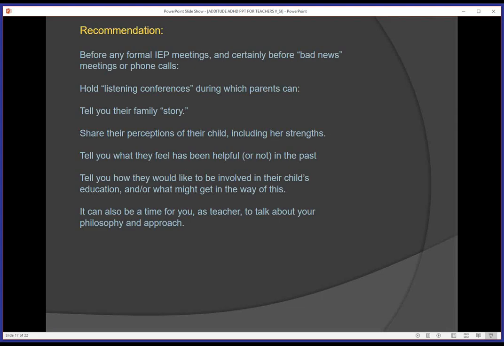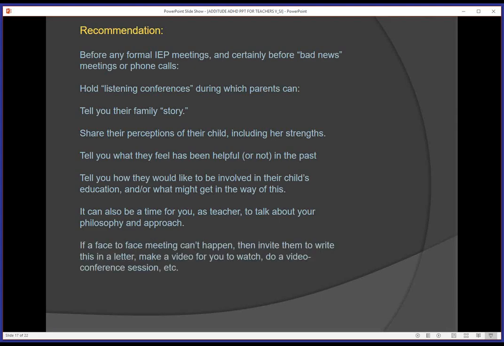It's also a time for you as a teacher to talk about your philosophy and your approach, so the parents can understand what page you're on, so to speak, and get on the same page.